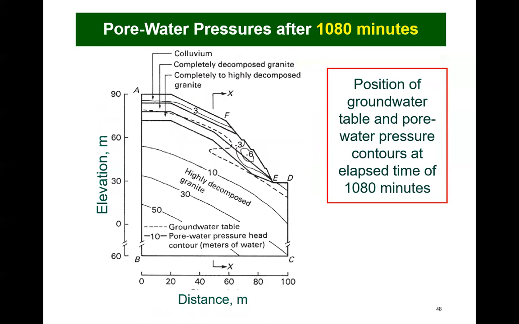The position of the groundwater table and the pore water pressure contours are shown throughout the cross-section of the slope for an elapsed time of 180 minutes. It can be observed that a perched water table had started to form near the ground surface. And finally, the perched water table had joined up with the lower water table.